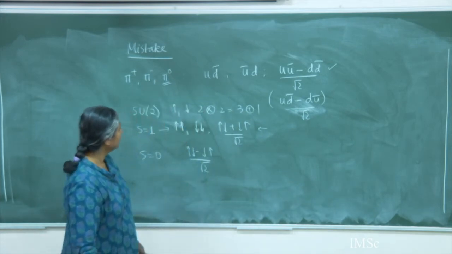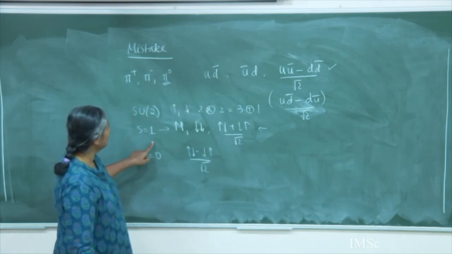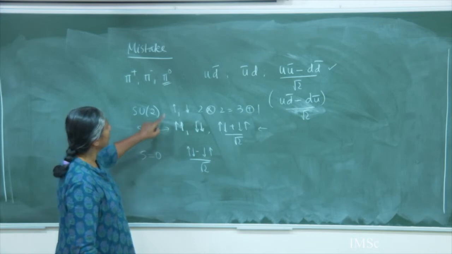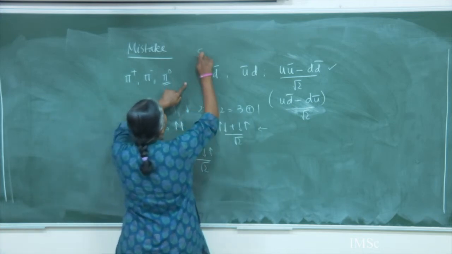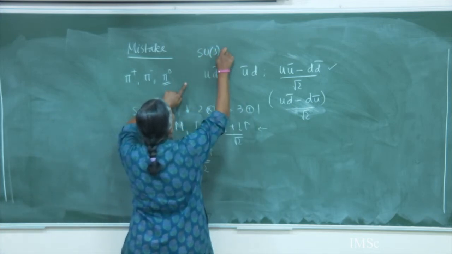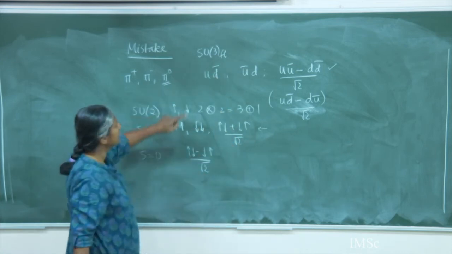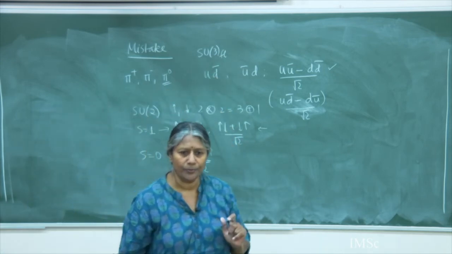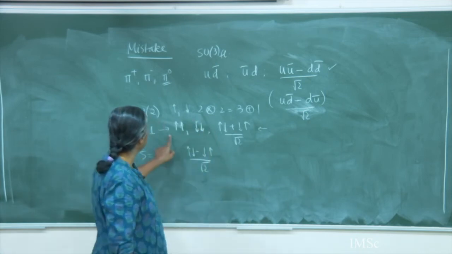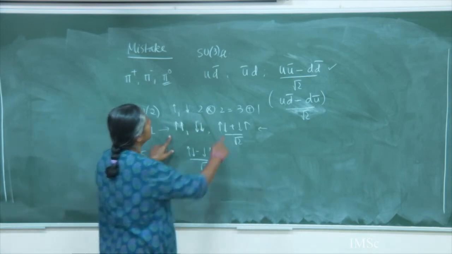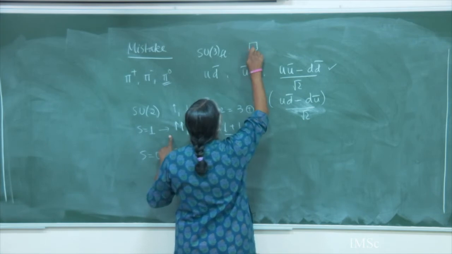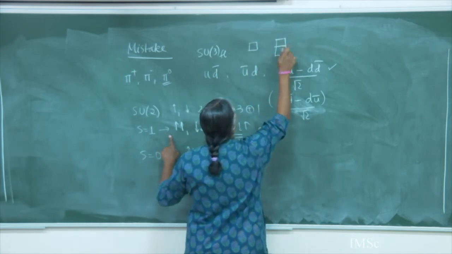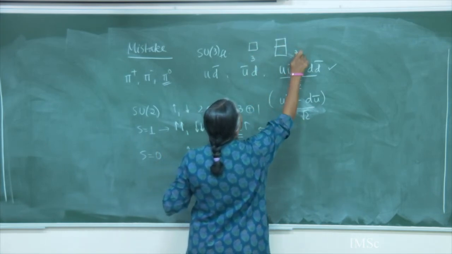However, you must remember that this is not SU2. This is SU3 flavor. Okay. The reason that this is SU3 flavor is that, you remember, it's a technical point but very important. SU2 has only one fundamental representation. SU3 has two fundamental representations, which are these two. This was called 3, this was called 3 bar.